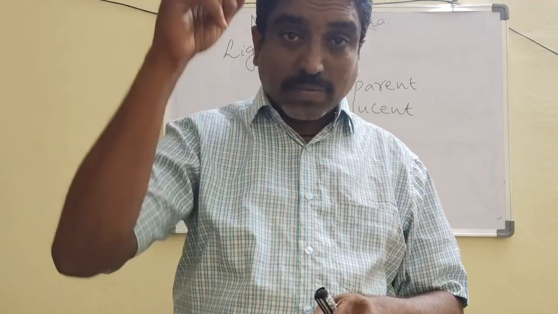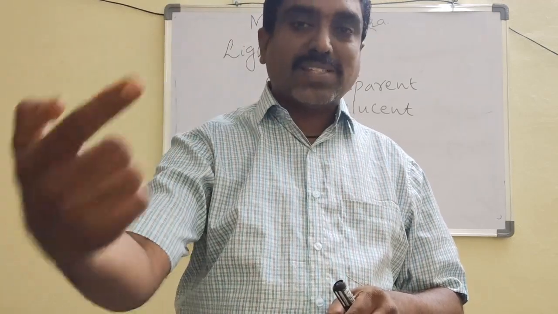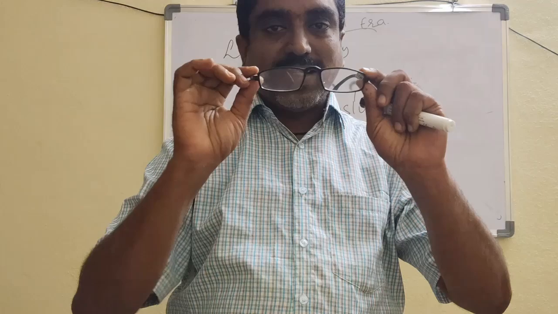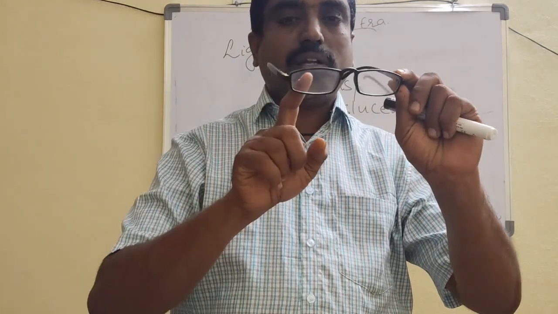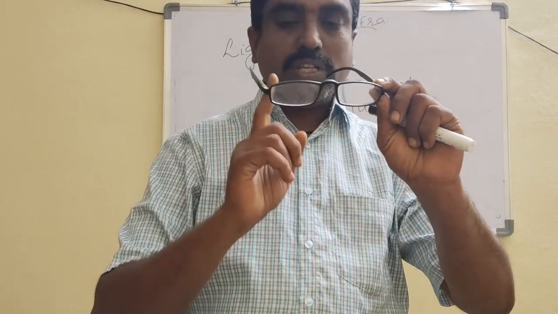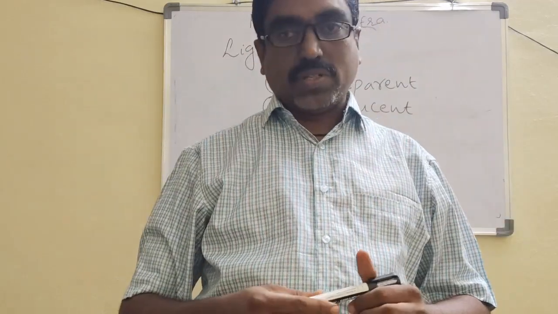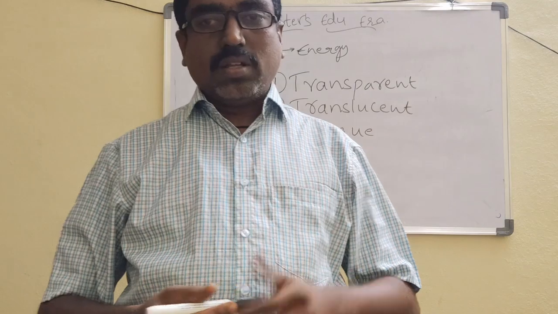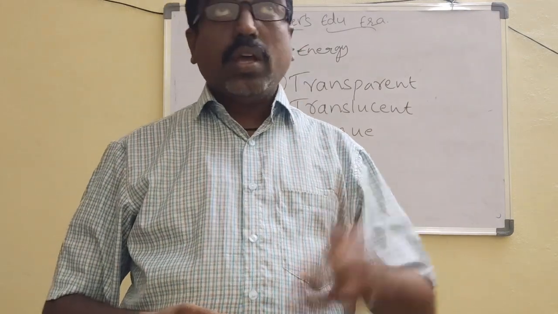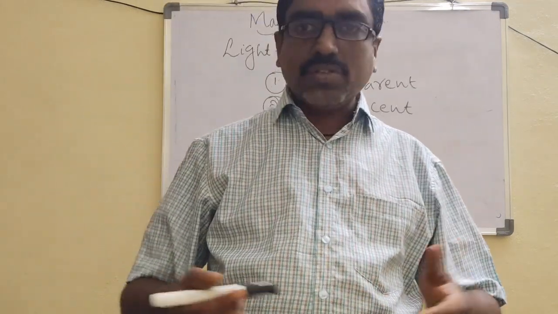A transparent object must allow the light rays from one side to the other side. These lenses are allowing the light rays from one side to the other, so they are considered transparent objects. The best examples are lens and air. Air is also a transparent one.